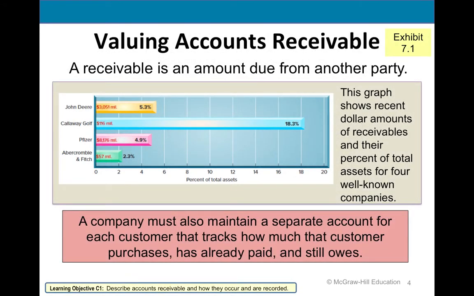Remember, a receivable is when you make a sale on credit or provide a service on credit. It means you did the job and you get paid later. And again, like I said, you've got to keep a separate account for each customer, because remember, you can have millions of customers you do credit sales or provide services for.